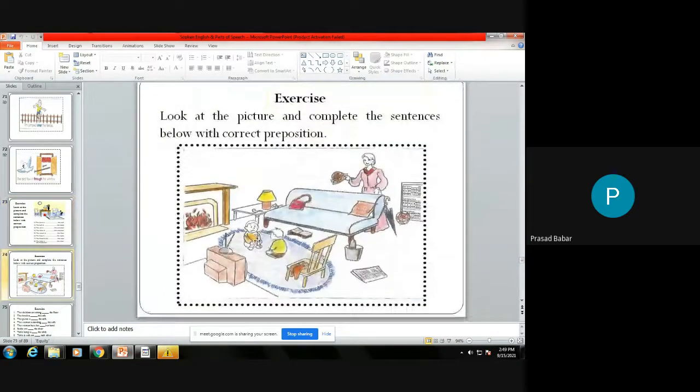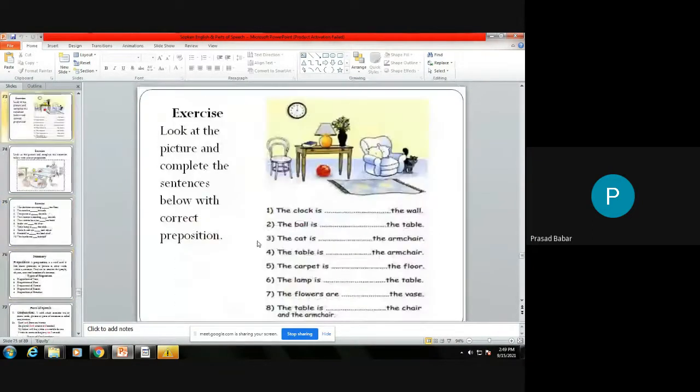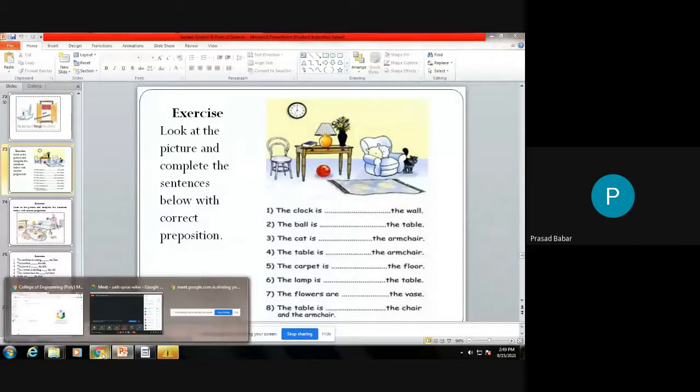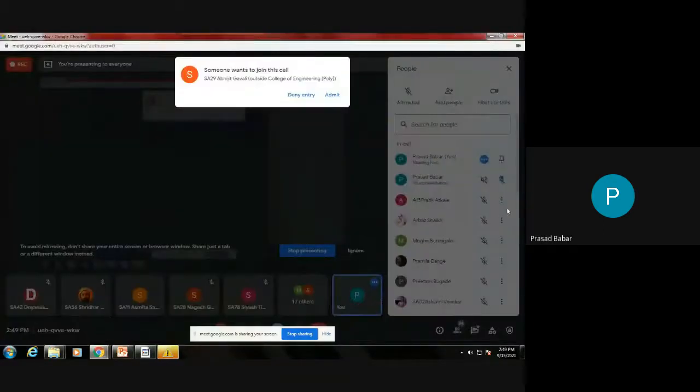We have other exercises, but we don't have time. Okay, so we have 10 minutes left for the end of this lecture. So we will take roll call first, and after that, if time permits, we will see another picture. Okay, so just answer to the roll call.